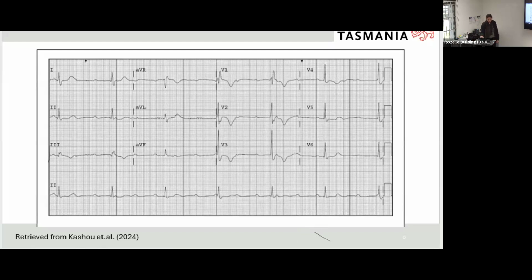So in terms of our lead V1, to Zoe's point, we're looking at potentially an RSR pattern in V1, which is very suspicious of a bundle branch block. If we see that in V1, we have this RSR pattern, what other lead do we need to look at to see if the bundle branch block exists?